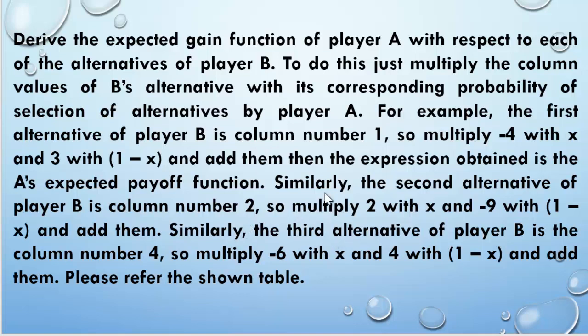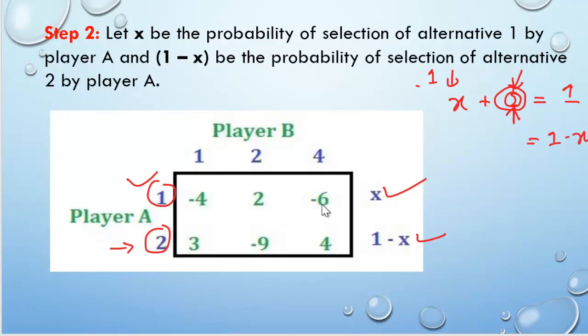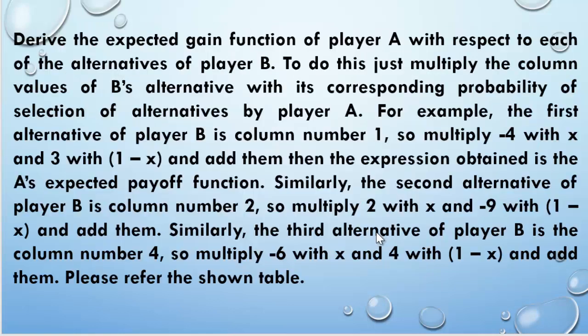So here we go. This is the second alternative of player B, column number 2, so multiply 2 with x and -9 with 1 minus x and add them. Similarly, for the third alternative of player B, if we see the table, you have to multiply -6 with x and 4 with 1 minus x and add them together. Okay, right.